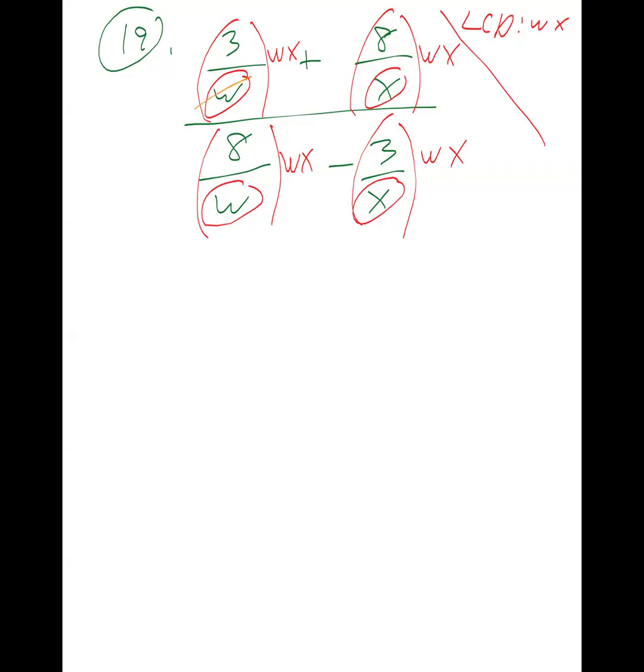I'm going to use orange. There we go. Oops, I made a mistake. The W has to cross out the W. Then the X has to cross out the X. Then the W has to cross out the W. Then the X has to cross out the X. So the only thing left is 3 times X plus 8 times, whoops. I keep putting my parentheses in the wrong spots.